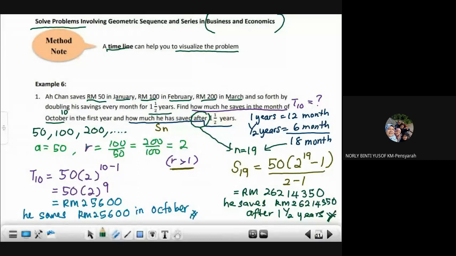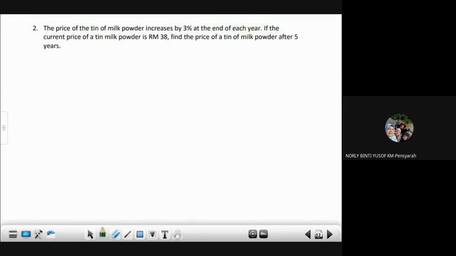Okay, and then we go to question number 2. The price of a tin of milk powder increases.